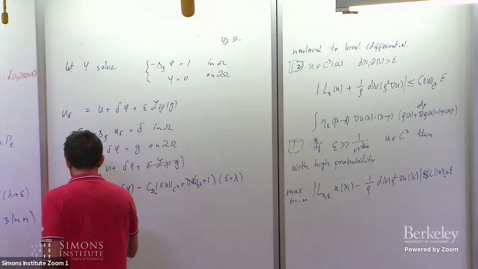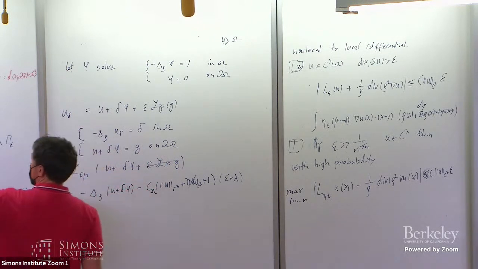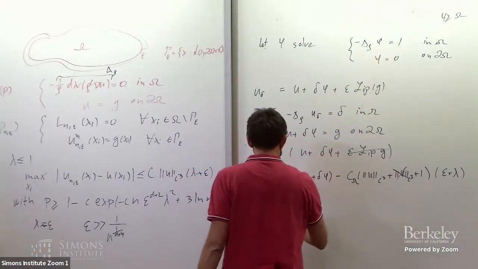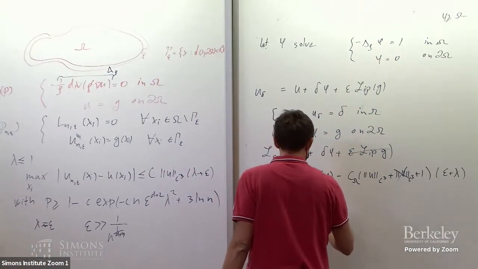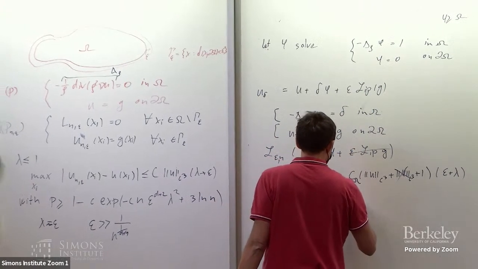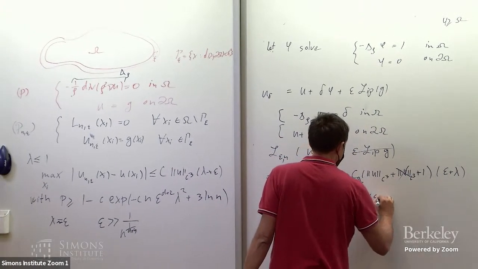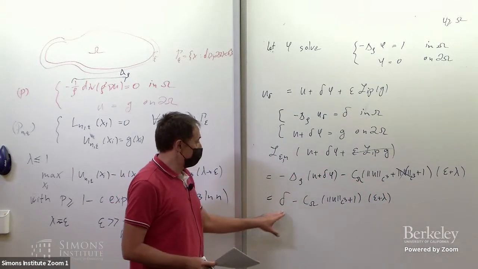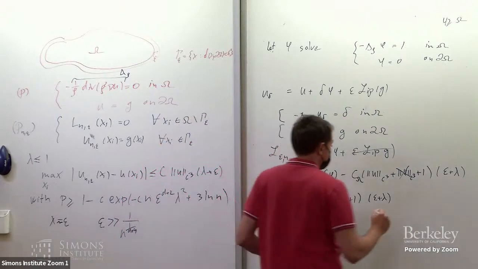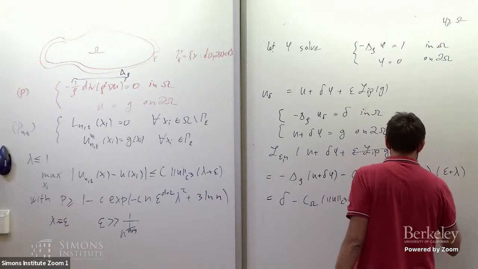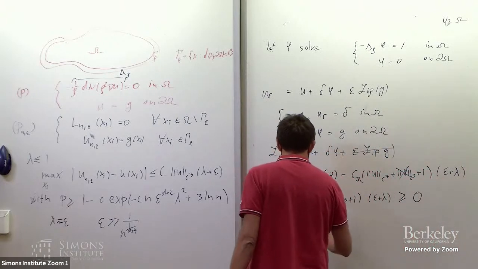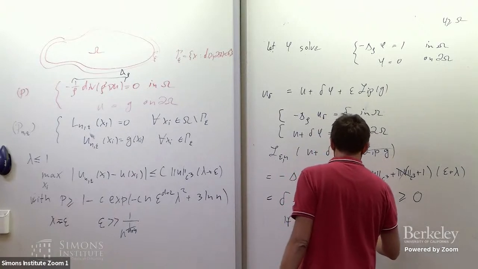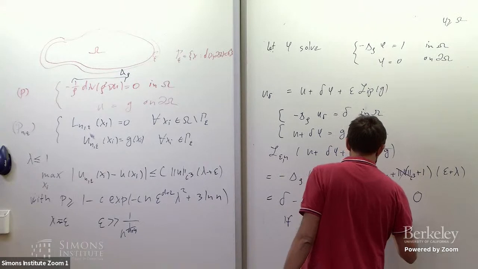So what do I get here? U is a solution of this problem, so there I get 0. And phi is a solution of this problem, so I get precisely delta. So I get delta minus C omega, U C3 plus 1, epsilon plus lambda. So this is going to be a discrete super solution as long as my delta is big enough. I'm basically discovering how big delta needs to be. So if delta is bigger than C omega, U C3 plus 1, epsilon plus lambda.